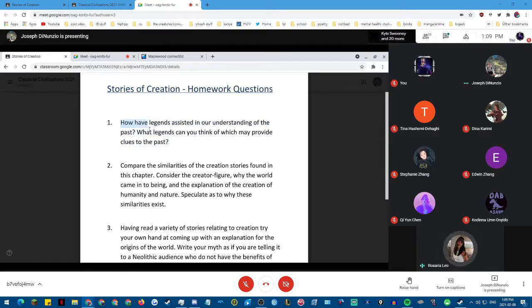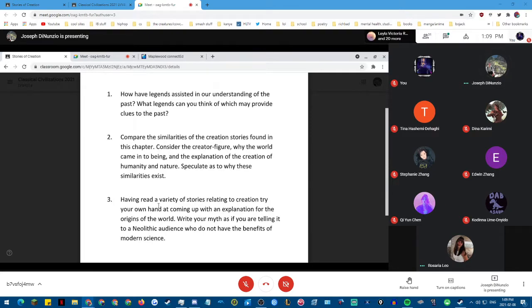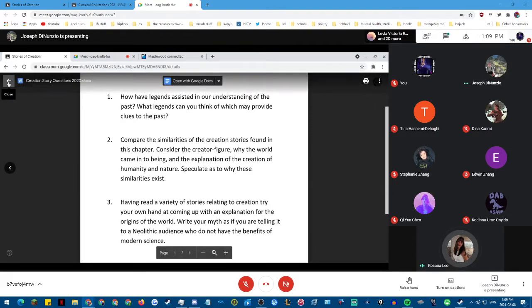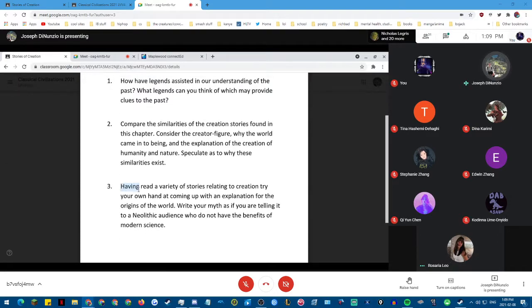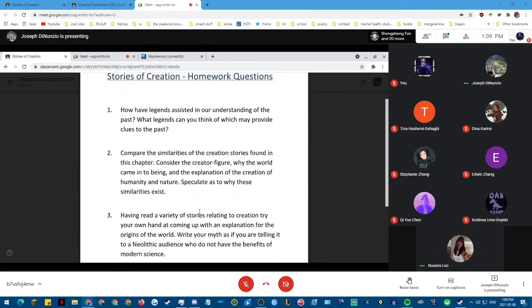And so when coming up with an explanation for the origins of the world, that's based on the reading too. Do we choose one, or do we just make something up? Oh, this is for number 3, right? Yeah, so once you've read all of them, you could come up with your own, how you would describe to a Neolithic audience who have no idea about creation stories and any of that. How would you tell them? What story would you come up with? How would you create it? I hope that helps.